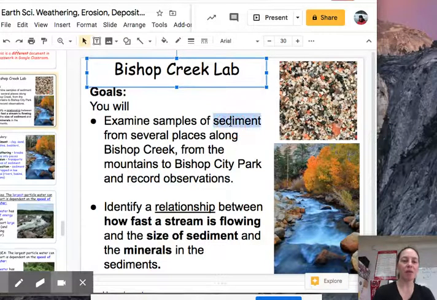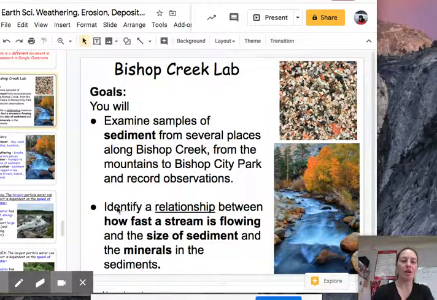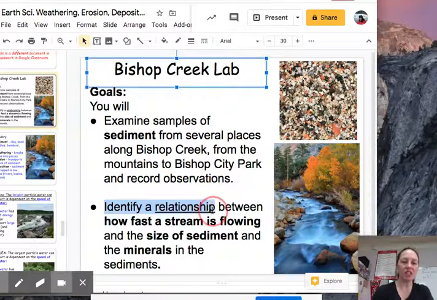And we're going to be recording our observations. Now, by sediment, when we're looking at the samples of the sediment, we're looking at pieces of rock. So anything from big pieces of rock to little sand and clay, and we're going to be recording our observations about those pieces of sediment. The reason why is there's a relationship between three things: how fast the stream is flowing, the size of the sediment, and the minerals that we find in the sediments. So we're going to look at those three things and try to figure out how we can predict how big the sediment would be and what minerals it would have if we know how fast the stream was flowing.